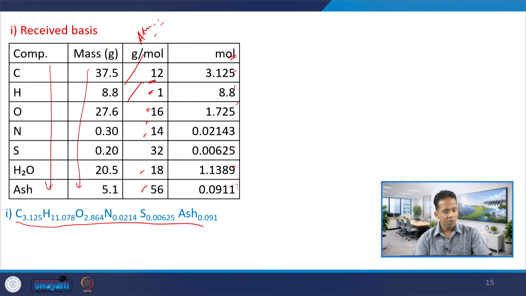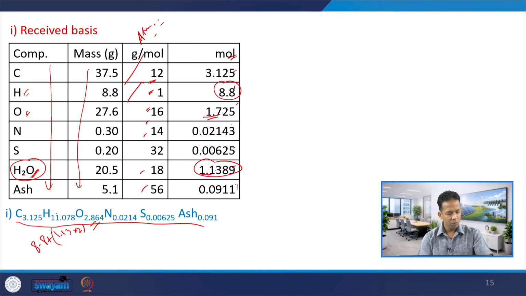Now here you can see water is 1.1389, but since it consists of H2 and O, we can add hydrogen and oxygen into these components. So H is actually 8.8 plus 1.13 into 2, which gives us 11, and O is 1.7 plus 1.13, so it is 2.86. So we have accommodated hydrogen and oxygen of water into the same formula. So this is our molecular formula on residue basis.